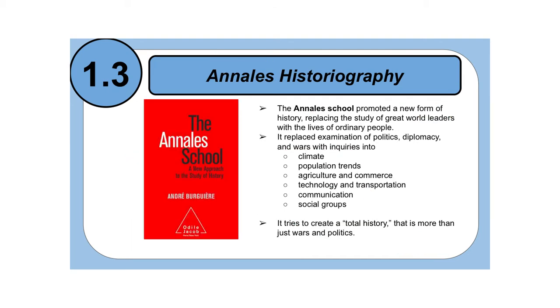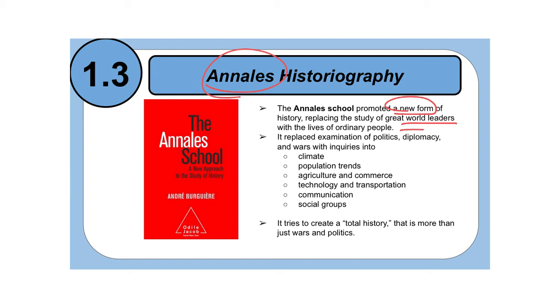So the last school of historiography we want to talk about is the Annals historiography. That's how you pronounce it, Annals. The Annals school promotes a new form of history. This is probably the most recent form of historiography that many historians are really looking at and digesting. It replaces the study of great world leaders with just the lives of ordinary people.